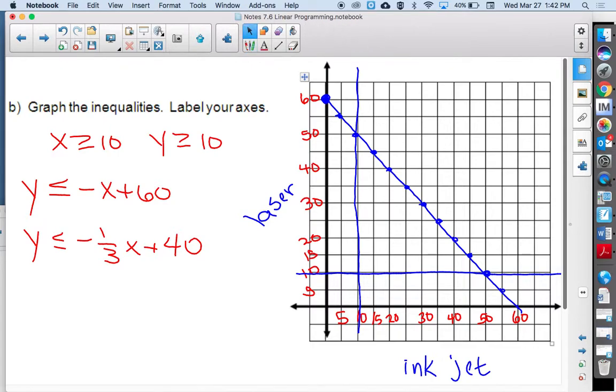And then the final line we have at 40, and that one is down 1 over 3. Again, you're still equivalent, you're going down 1 over 3. We can do that because we counted by the same increments for x and y.